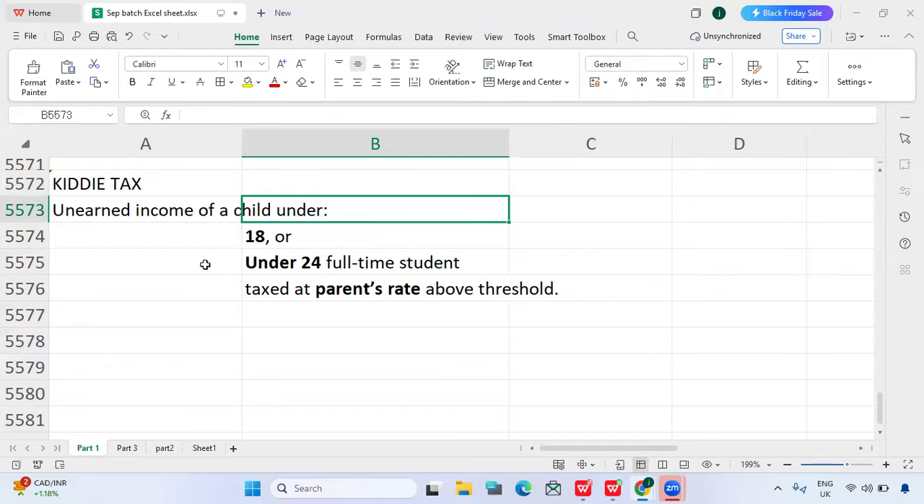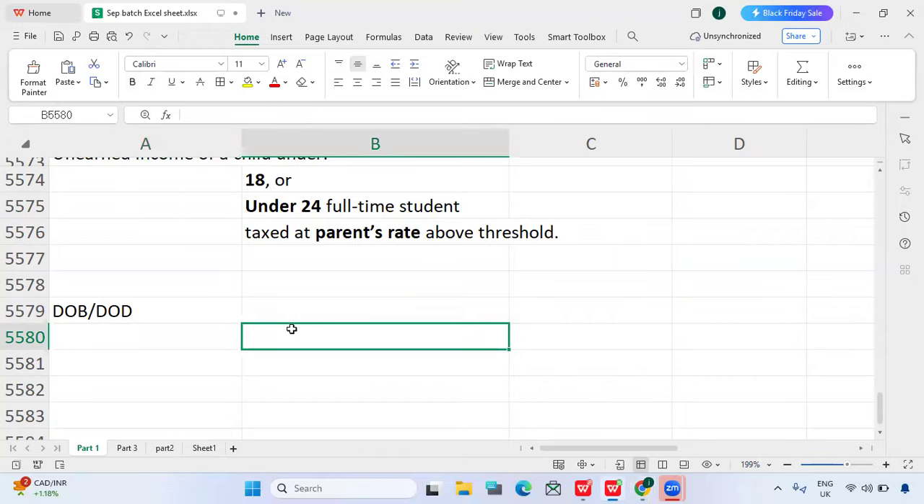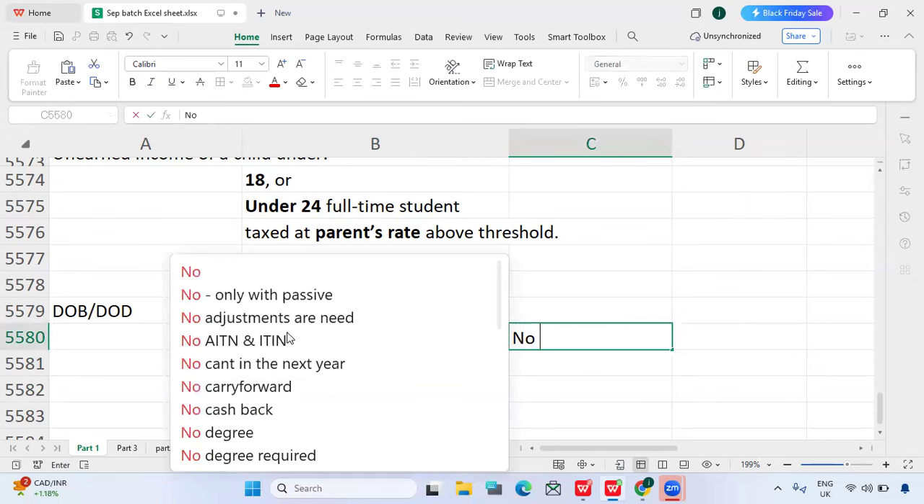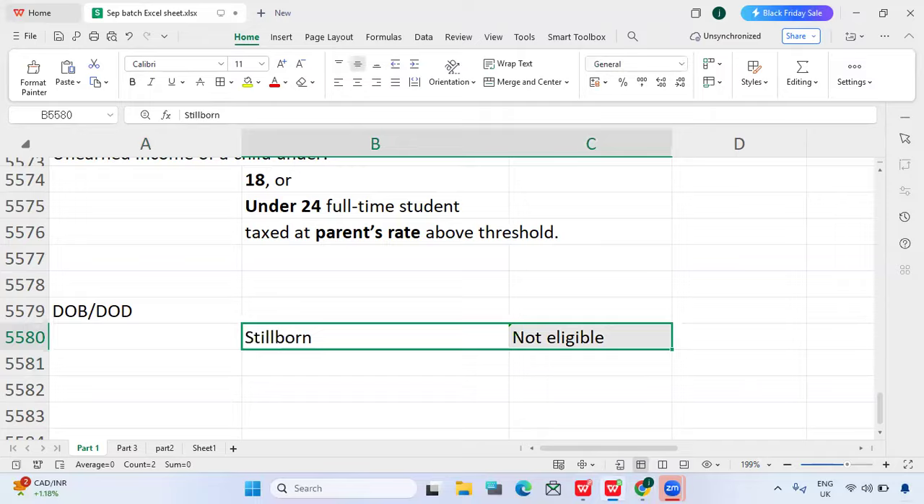Clear, sir. Okay, right. Date of birth and date of death rules we know, right? If born or died during the year, we can count the full year. If the dependent was born and died during the year, we also count. But in stillborn cases, can we consider the child as an eligible dependent? No, we cannot. Not eligible. A stillborn child cannot be considered as a dependent. So with this, we understood when we consider a qualifying child and when we consider a qualifying relative.